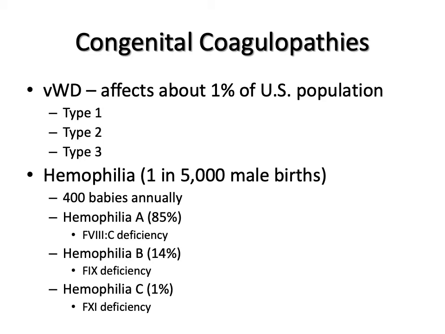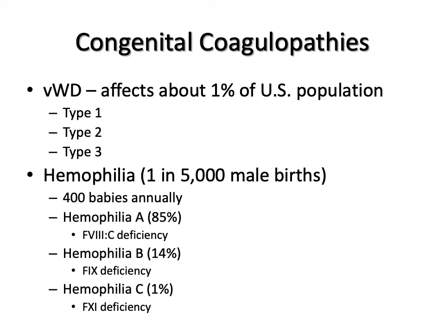Hemophilia affects about 1 in 5,000 male births in the U.S. annually. That equates to about 400 babies every year. About 85% of hemophilia cases are hemophilia A, which is caused by a deficiency of factor VIIIC, not factor VIII von Willebrand factor. Factor VIII is, of course, antihemophilic factor.